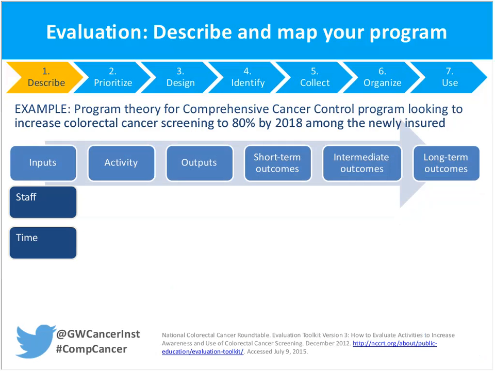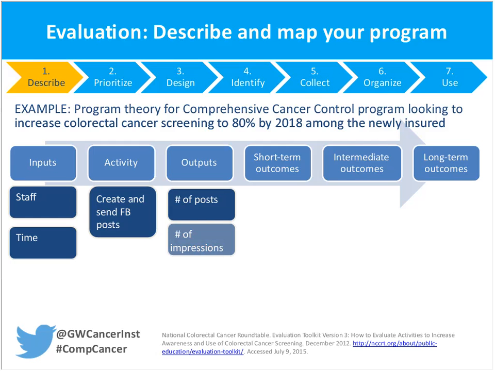Second are the activities, which are any services or information provided by the program. For our case study, the activity would be creating and disseminating Facebook posts. The third is outputs, which is the amount of activity provided described in quantifiable terms. For our case study, this is the number of Facebook posts, impressions, and engagements. The rest of the logic model pertains to lists of expected outcomes of the program for participants.